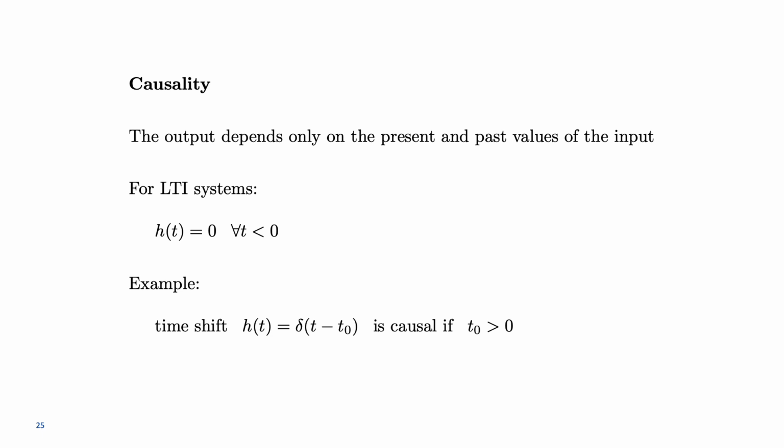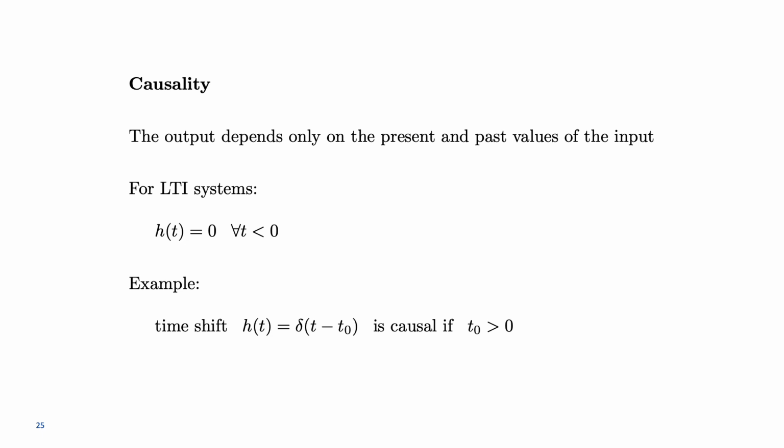Another very important property is causality. A system is causal when the output depends only on the present and past values of the input. So for an LTI system, this means that the impulse response h of t has to be 0 for any negative times. For example, take a time shift like the one we just saw. The impulse response h of t is delta of t minus t0. This is causal if t0 is positive, because it corresponds to a delay.